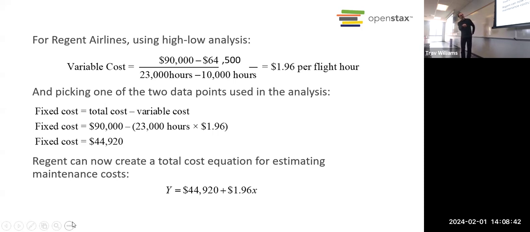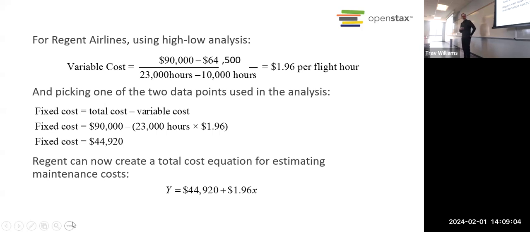So that's what's happening here. We're taking the variable cost per unit that we calculated, multiplying it, in this case, by February's 23,000 hours, subtracting that total from the total cost of February, and that leaves us with the fixed cost.